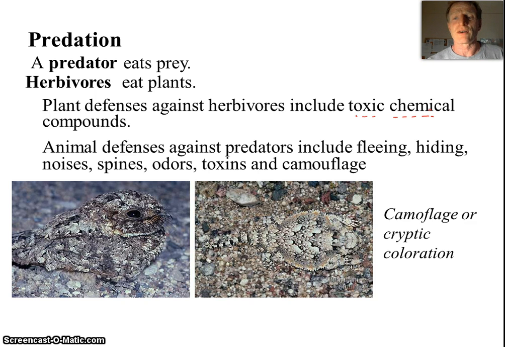Prey species defend themselves by doing things like having good camouflage, fleeing, being very fast, being able to hide, having spines, odors, think of a skunk, toxins, and of course camouflage. Here's a good example of cryptic coloration, where a prey species blends in with the environment and is therefore harder to see. A lot of predators have good camouflage so that the prey species can't see them and they can ambush them as well.